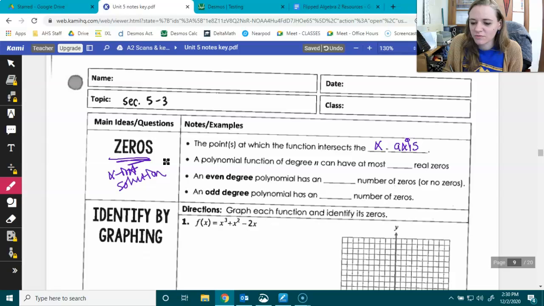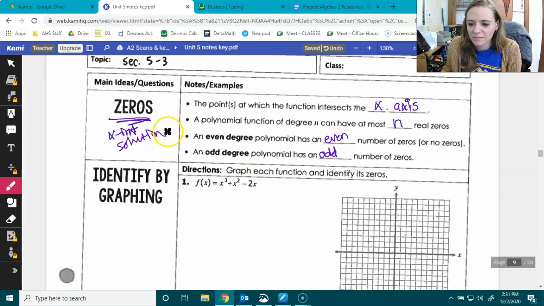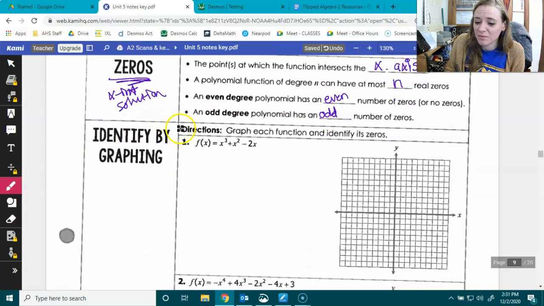A polynomial function of degree n can have at most n real zeros, whatever the highest degree is. An even degree polynomial has an even number of zeros. An odd degree will have an odd number of zeros. Okay? Now, they might not be exactly the same, but they will be the same, either even or odd.